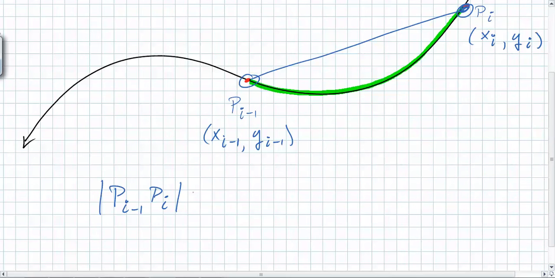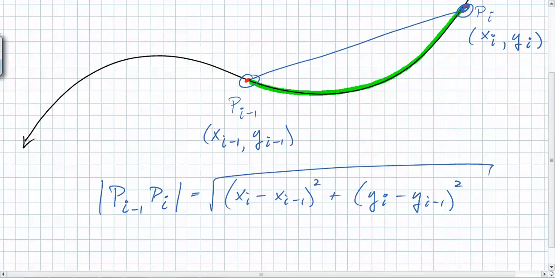So what are we looking at here? If you want this distance, what's it going to be? x sub i minus x sub i minus 1, plus y sub i minus y sub i minus 1. What do you do to each of these? Square them, and then what do you take? Square root of all of them. Are you okay with that?